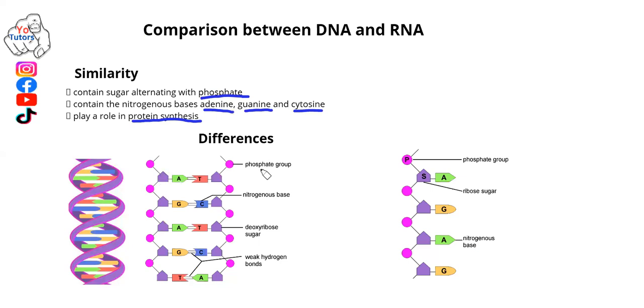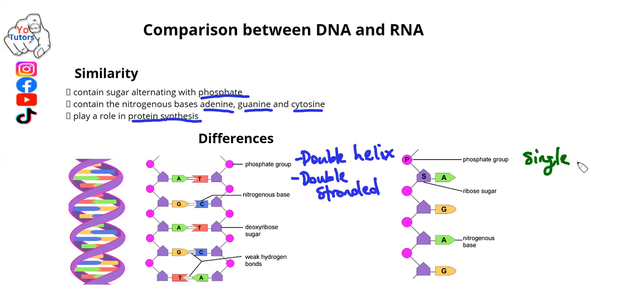Now, let's look at the differences, as you can see. From the difference, you can see that on the left there, we see a double-stranded DNA. We see a double helix. But on the right there, we see a single-stranded RNA. So single-stranded. So this is RNA. This is your DNA.